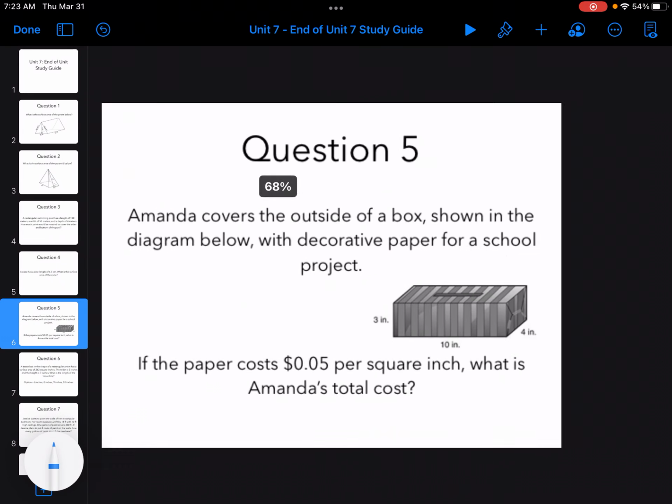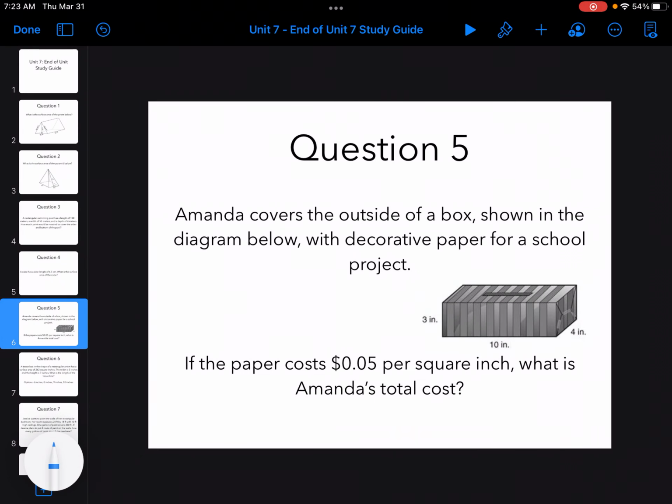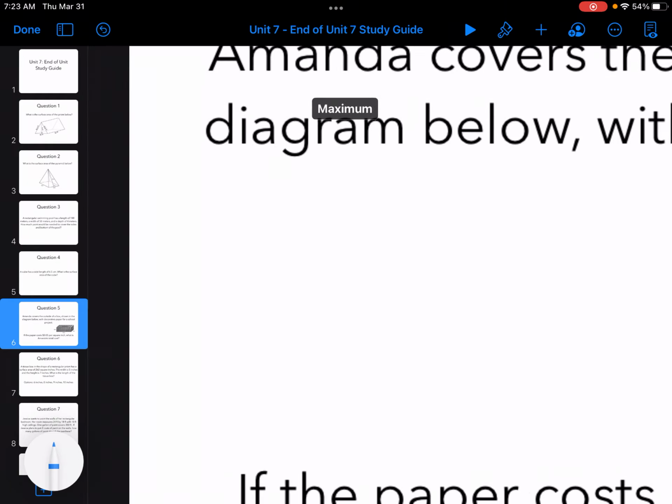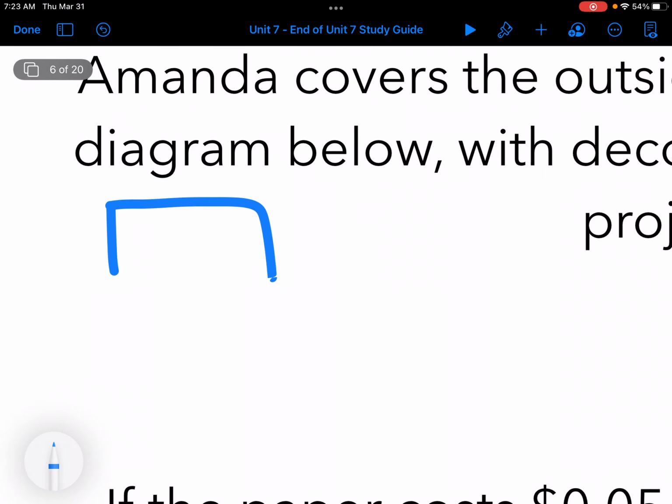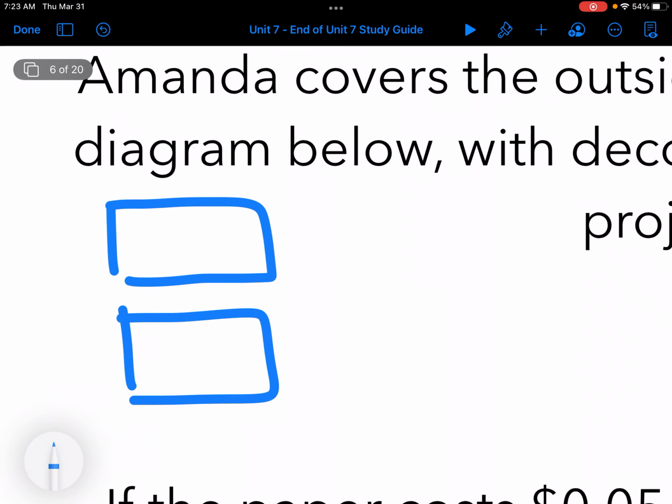All right, for this one, it says that Amanda covers the outside of a box shown in the diagram below with decorative paper for a school project. If the paper costs 5 cents per square inch, what is the total cost? Well, I'm going to find the area. So I'm going to draw out my rectangles.